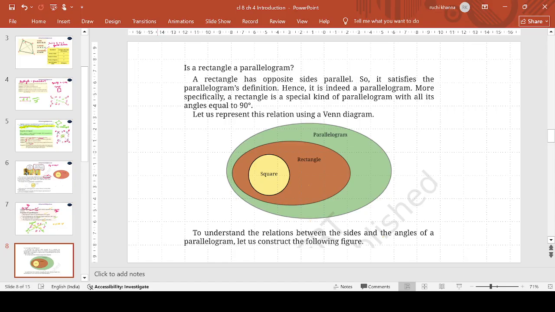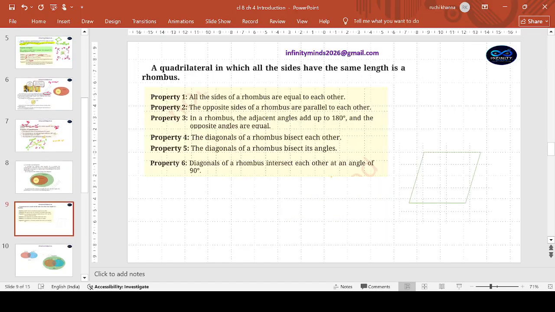To understand the relationship between the sides and angles, let us, no, not this. Okay, we'll do that later. Okay, so a quadrilateral, now we are coming to another one. I think I'll just give the heading. The name has got left out. Rhombus. Quadrilateral in which all sides have the same length.